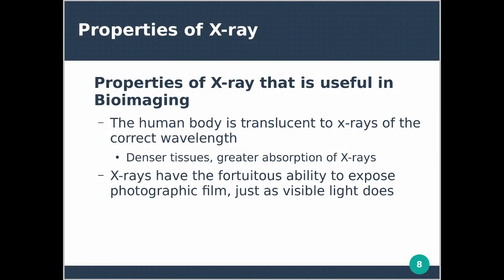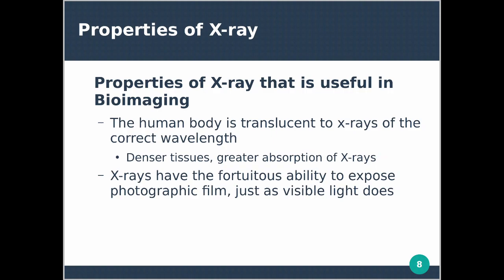Now, why do we use X-rays if they are quite dangerous? It's an ionizing radiation, so why do we still use X-rays in our routine checkups in the medical field? Here we have two important properties of X-rays that are very useful in bioimaging. The first one is that the human body is translucent to X-rays of the correct wavelength. That means you can view the interior of the body. That's why X-rays are used to view bones. If you have fractures, they can easily be seen in the X-ray. Of course, you cannot do that in any other imaging technique except for X-rays.